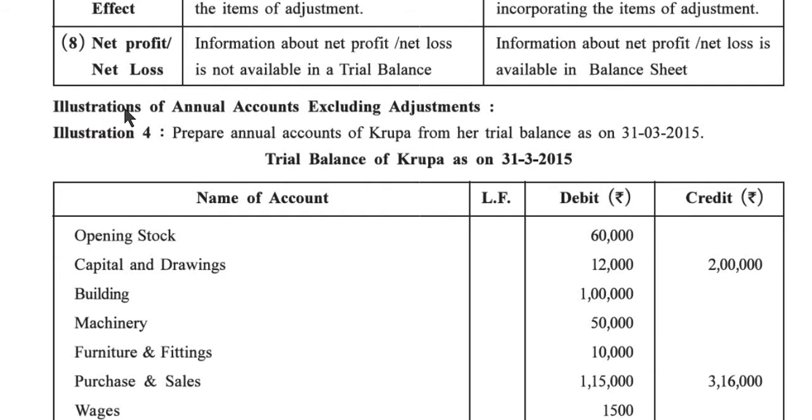Now, illustration number 4. In this illustration of annual accounts excluding adjustment, we prepare trading account, profit and loss account, balance sheet. And if other information is given below the trial balance, it is called the adjustment. And if this adjustment is there, these adjustments always have two effects. Let us start. Illustration number 4. Prepare annual accounts of Krupa from her trial balance as on 31st March 2015.